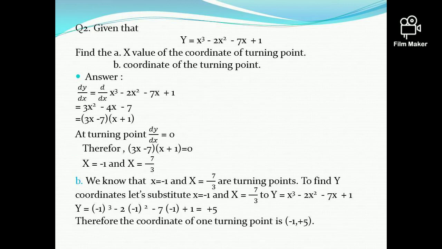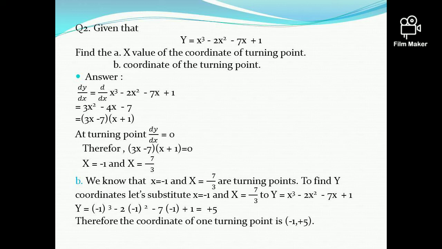Let's move on to question number 2. The question is to find the x coordinate of the turning point and the coordinate of the turning point for y equals x cubed minus 2x squared minus 7x plus 1. The first part is that we need to differentiate it. If you differentiate y equals x cubed minus 2x squared minus 7x plus 1, you will obtain the answer 3x squared minus 4x minus 7. Then at the turning point, the first differentiation, or dy by dx, is equal to 0.